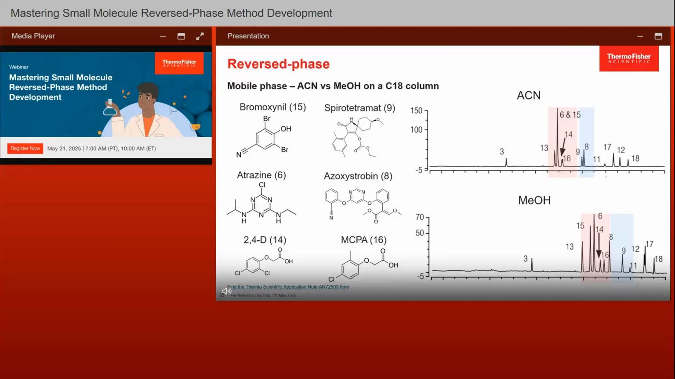And that's most likely due to the protic abilities of the mobile phase. The OH group has more active interaction with these analytes, and this helps us to achieve this increase in resolution for these analytes. We also see an increase in retention time of all the peaks due to methanol being a weaker solvent than acetonitrile.